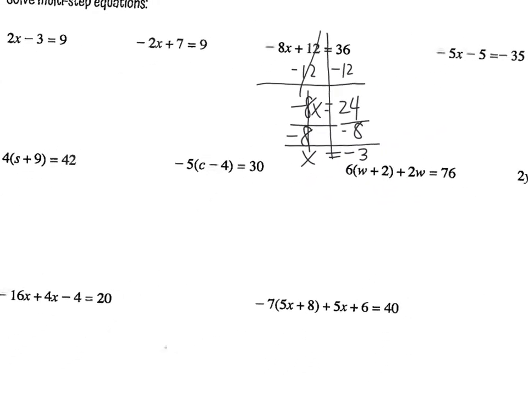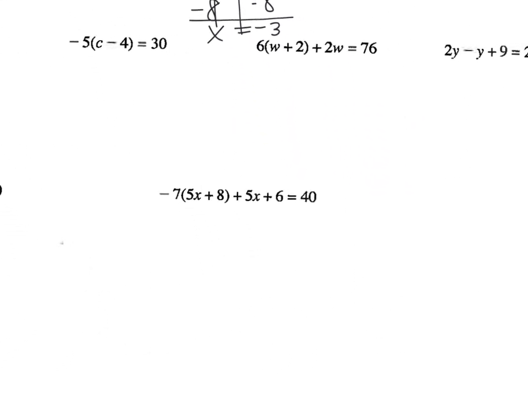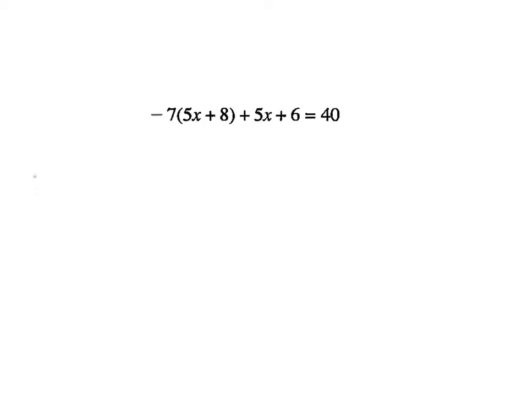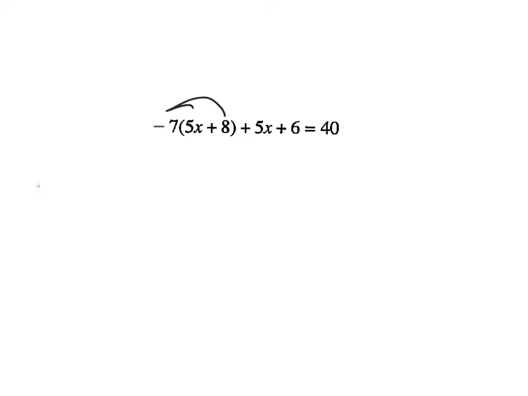Let's try an example with the distributive property. Let's jump right down here to something a little bit more intense. So down here, we have to use the distributive property. So we have to distribute the negative 7 in here. And after we do that, we're going to have some like terms that we can combine on the left-hand side of the equation. First, we have to distribute the negative 7. So that's going to give us negative 35x minus 56. I'm just multiplying negative 7 by 5x and 8. Now the other terms, we're just going to tack those on.